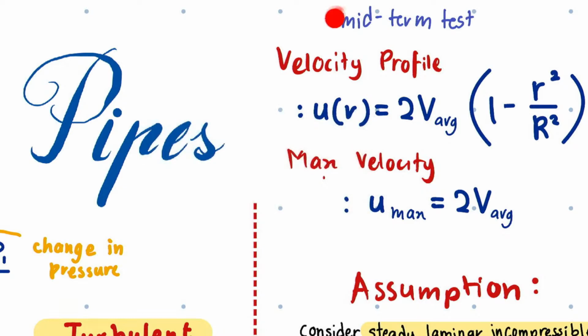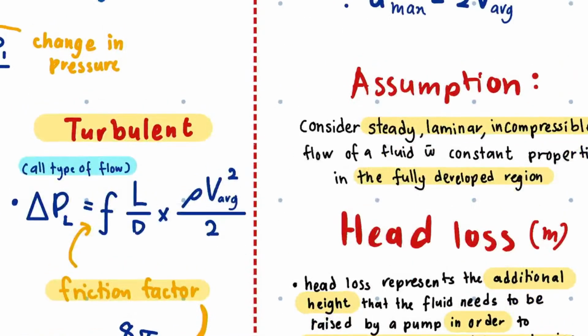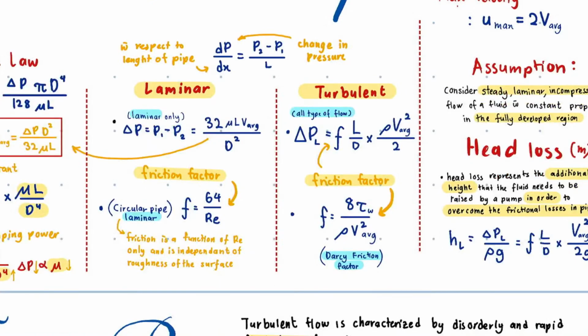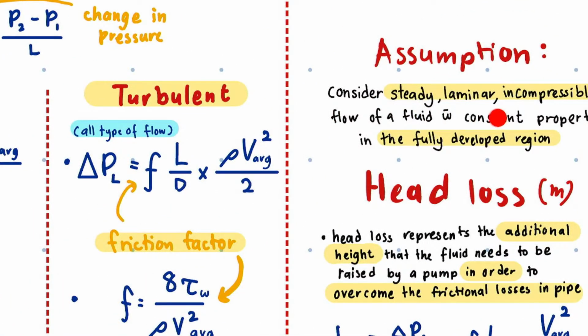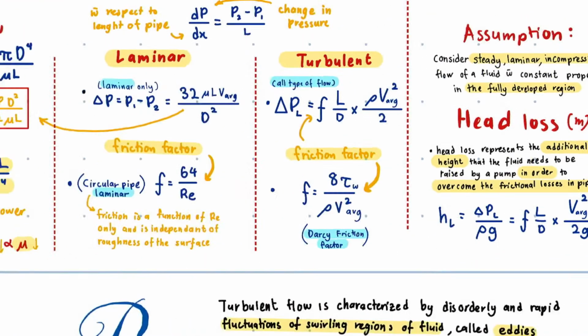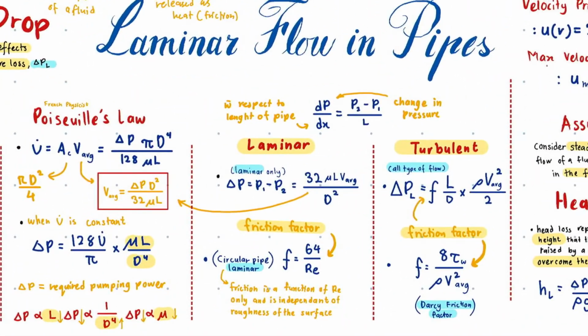So I don't expect it to come out in the final lah. Okay, so the assumption is to consider steady, laminar, incompressible flow in the fully developed region. Okay, so now we move on to laminar flow in pipes.